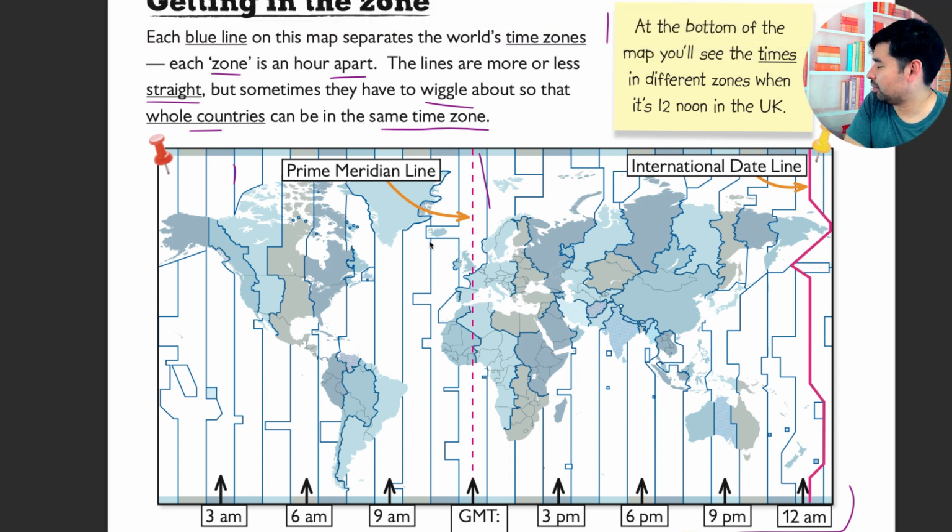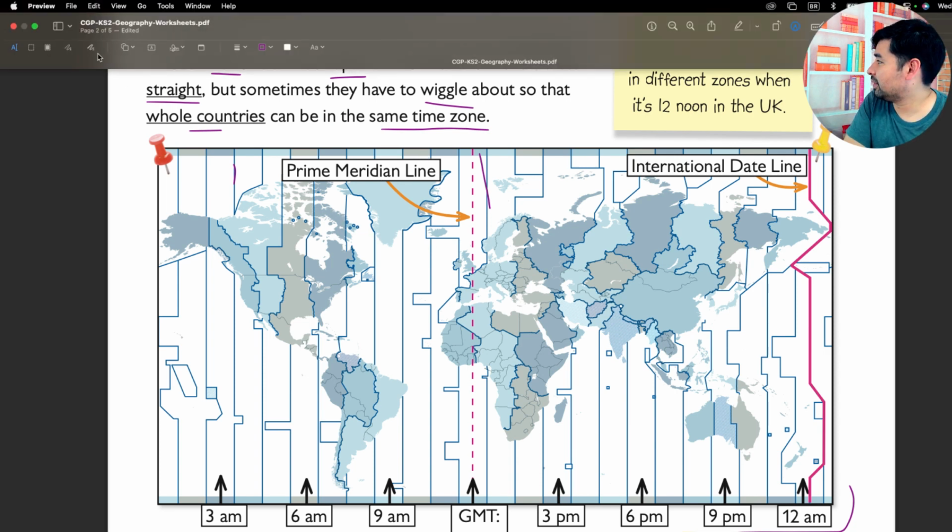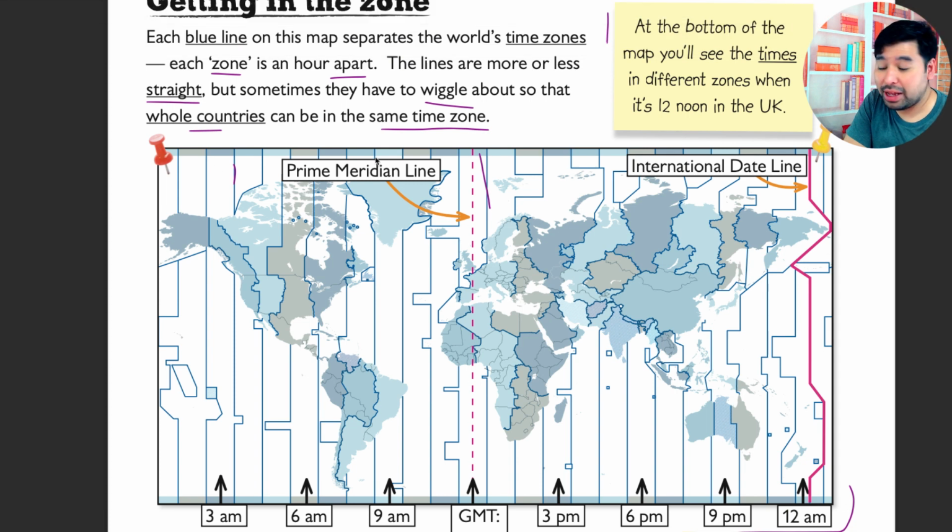We have some labels, okay? Like, teacher, what are these labels, okay? They are the names, yeah? The signs that we have on the map. For example, we have this first one here. What is that? Prime meridian line, which is this line here. Can you see? This one here, right?